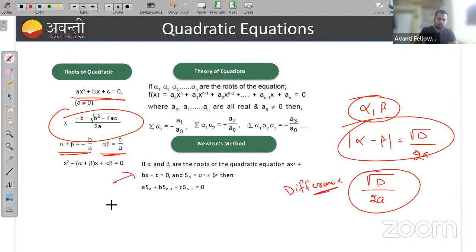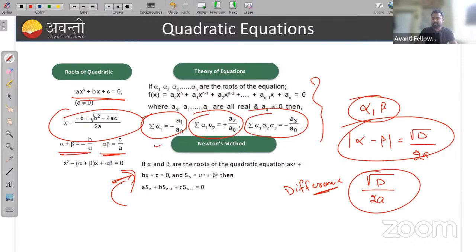And we'll go through Newton's method later. This is a very important method because in the last 3 years, in each paper, one question has come from Newton's method, or we can say Newton's theorem. We'll go through that in depth. And in theory of equations, all of you know how to find the sum and product of roots of a quadratic equation. If you have an equation of degree 4, then you can use the theory of equations, that is the sum of roots, then the sum of product of roots, then the product of roots. These are the formulas, all of you know.